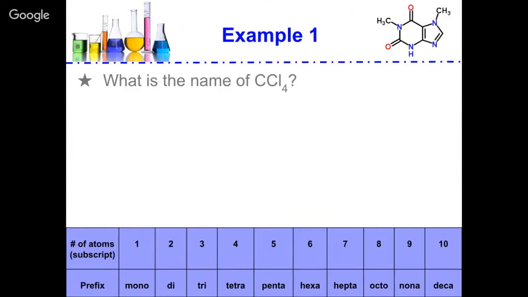So let's look at an example. What is the name of CCl4? Well, C stands for carbon, so we're going to write that first. And there's 4 chlorines, so we're going to write tetra, which is going to represent the 4. And then we're going to change chlorine to chloride. So carbon tetrachloride.